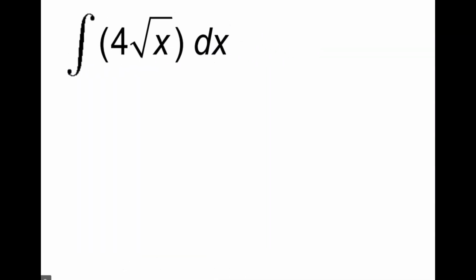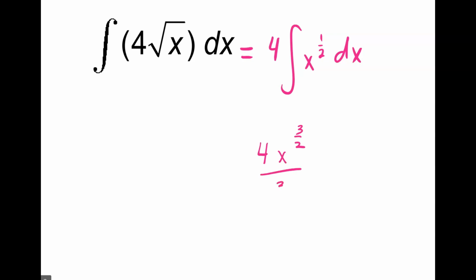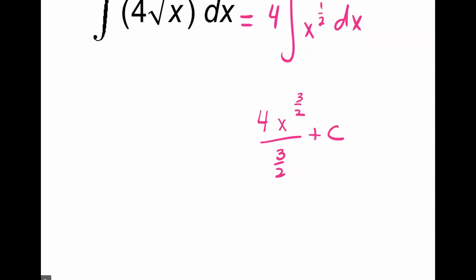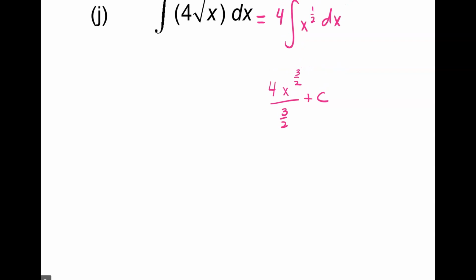This is the last example we'll do, and then I'll give you the worksheet. So let me rewrite this. This is just going to be 4 times the integral of x to the 1/2. You've done something like this before. This isn't too bad. If I add 1 to the exponent, I have 3 over 2, and then divide by that 3 over 2. Divide by 3 over 2, that's multiply by 2, divide by 3. So it's just going to be 8 times x to the 3 over 2, over 3, plus c.